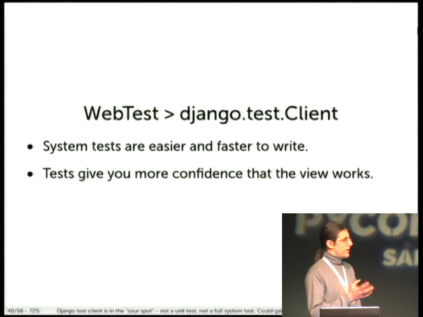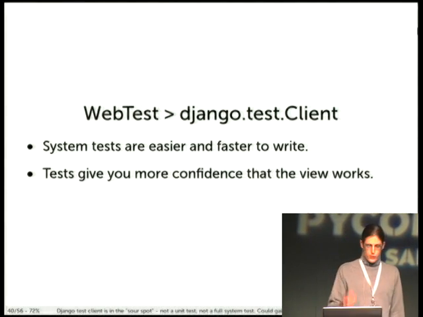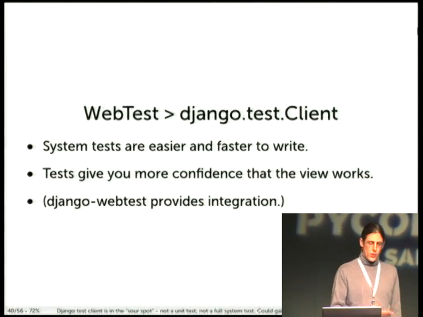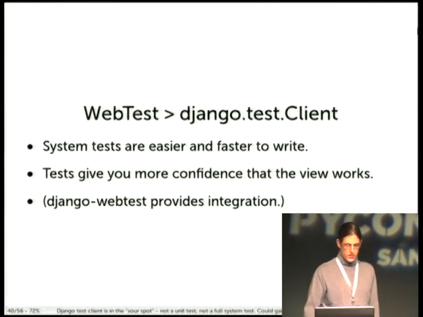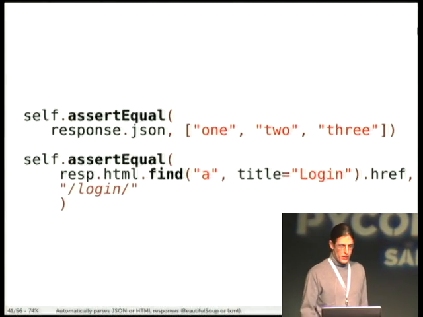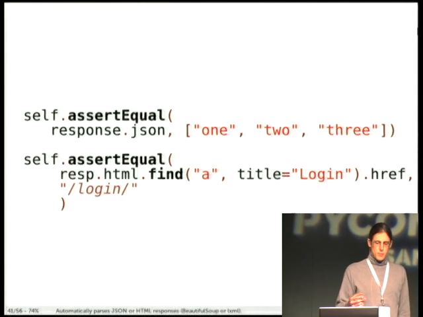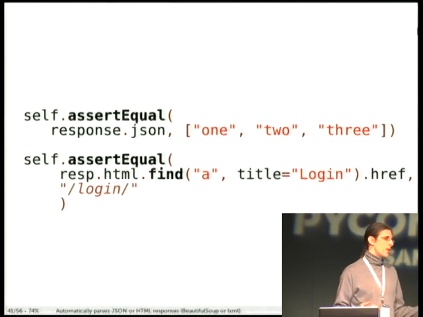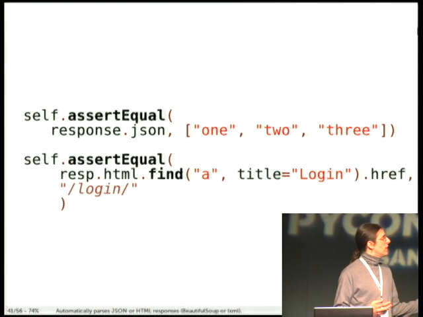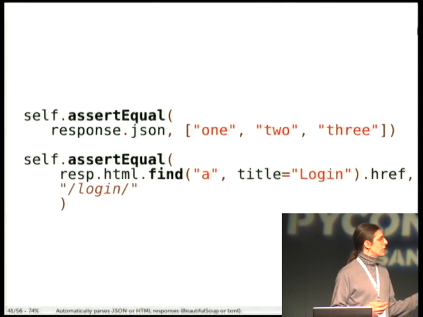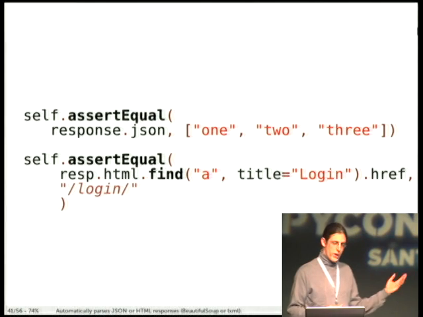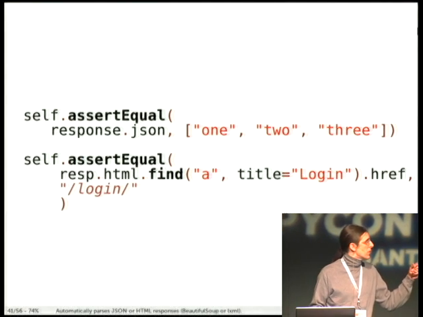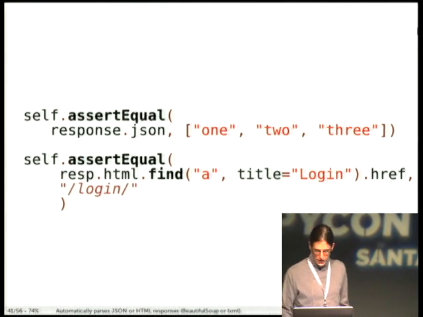When I say system tests are easier and faster to write, I mean with WebTest versus the Django test client. There's also a project called Django WebTest that provides integration between Django and WebTest. There's also a couple other nice features of WebTest that make it easier to test the markup output from your views. It builds in Beautiful Soup or LXML and also JSON parsing. So you can easily test a JSON response without having to parse the JSON yourself. You can use Beautiful Soup or LXML to test the HTML that comes out of your view.